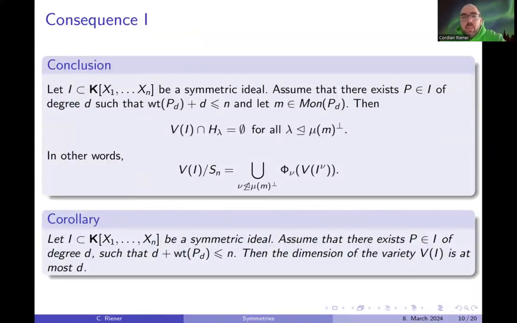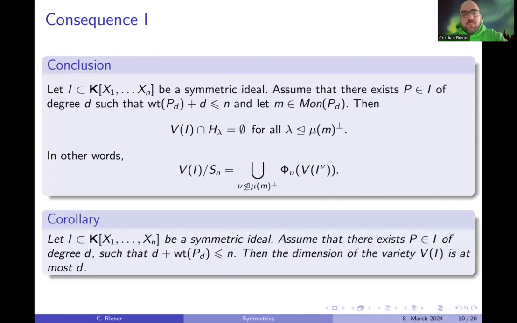Excuse me. What is this phi in the union? Oh, that's a very good question. I should have said this. Phi is just a map. In other words, I quotient out the symmetric group, and this map phi is exactly this quotient map. It is a quotient of the variety by the symmetric group. So here I quotient the variety with the symmetric group, I only count orbits. And then I got this result here.